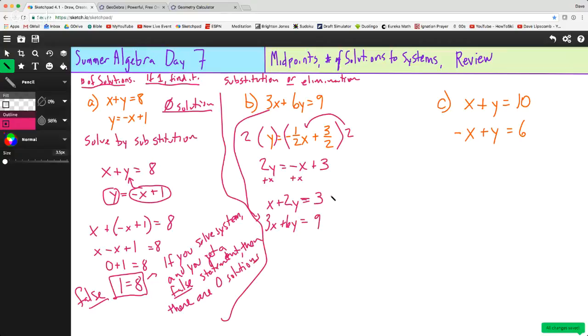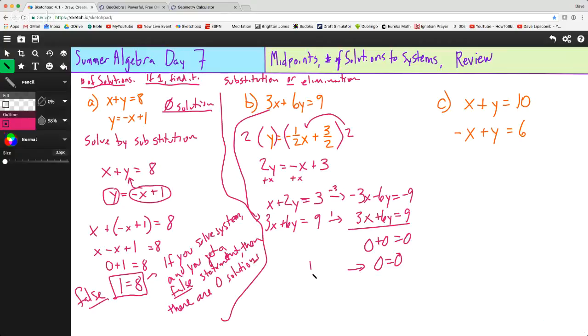So what am I going to do? I want to see if we can get rid of my x's. I can multiply the top one by negative 3 and leave the bottom one the same, so we can do an addition straight down. Negative 3x minus 6y equals negative 9. And on the bottom, we get 3x plus 6y equals 9. So now if we add them down, we get 0 plus 0 equals 0. We get 0 equals 0. We used both equations, added them together, and we get a true statement.